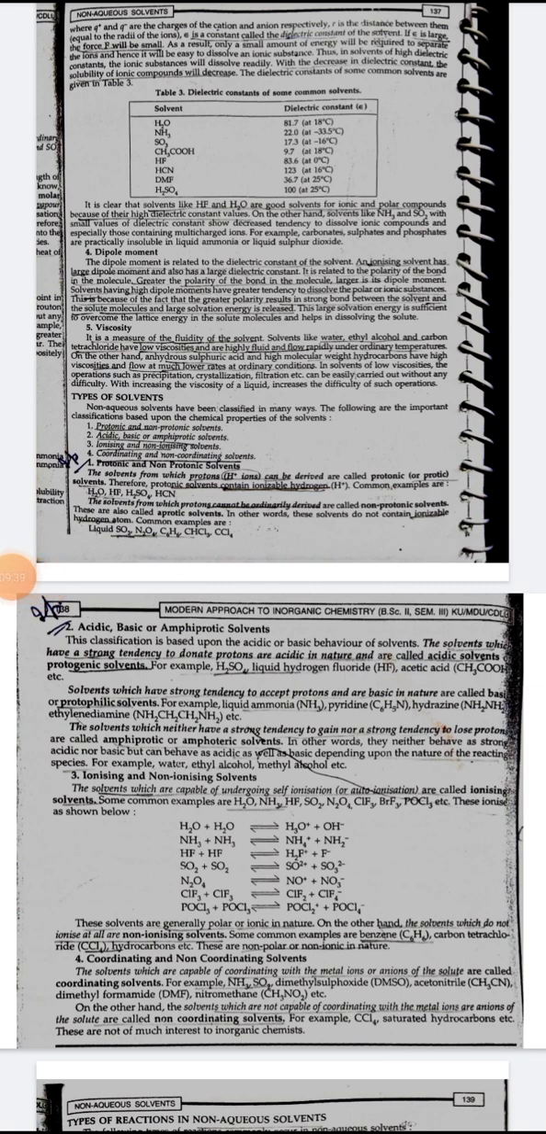This is because the greater polarity results in strong bonds between the solvent and the solute molecules, and large solvation energy is released. This large solvation energy overcomes the lattice energy in the solute molecules and helps in dissolving the solute.